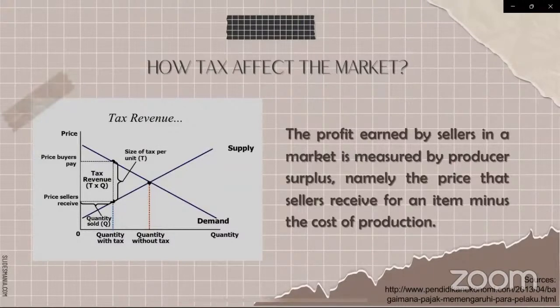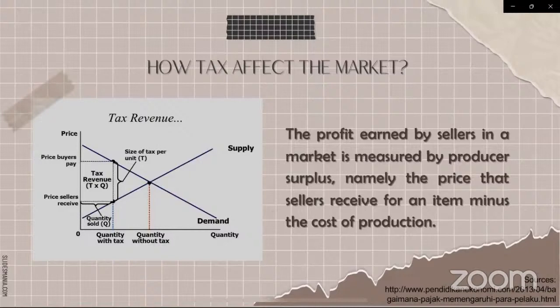So the government income from tax is T multiplied by Q, which equals the area of the rectangle between the supply and demand curves. You can see the rectangle in the tax revenue graph. The government can use this tax revenue to provide services to the community, such as road construction, police service, and public education, or to help people in need.